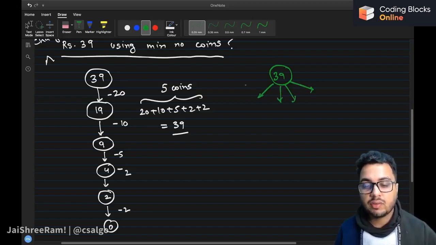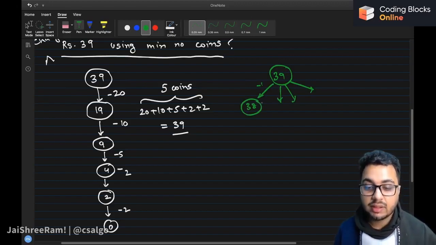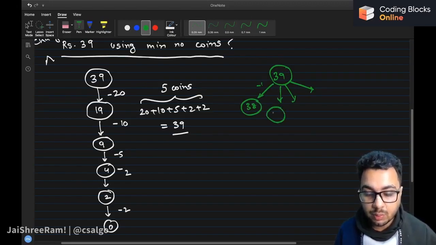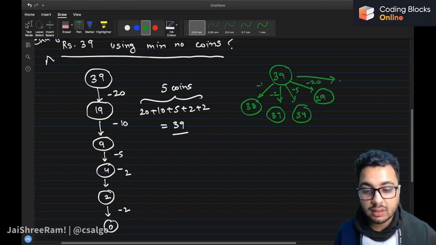If I pick a 1 rupee coin, I can reduce the problem to 38. If I pick a 2 rupee coin, I can reduce this problem to 37. If I pick a 5 rupee coin, I can reduce this problem to 34. If I pick a 10 rupee coin, I can reduce this problem to 29. Or if I pick a 20 rupee coin, then I can reduce this problem to 19.